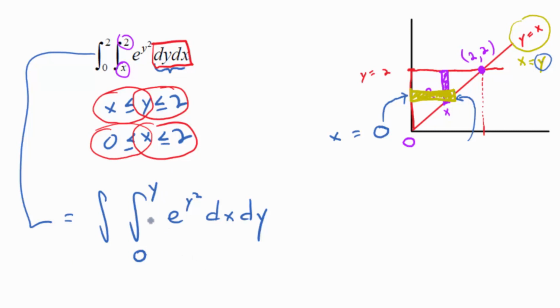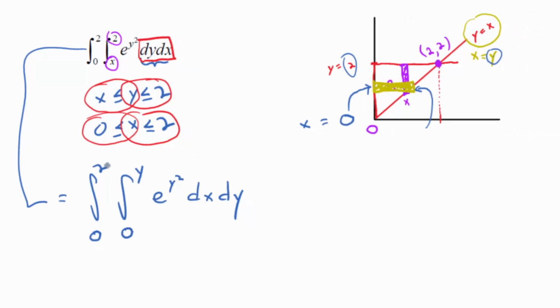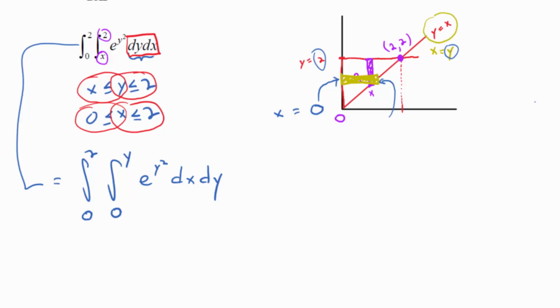Okay, and then what does y go from? Think low to high. 0 to 2. Now, does everybody see why it's necessary to do this? If you were to evaluate this as given, you'd have to find the antiderivative for e to the y squared. There's no closed form antiderivative for e to the y squared. You'd have to resort to series or something like that.